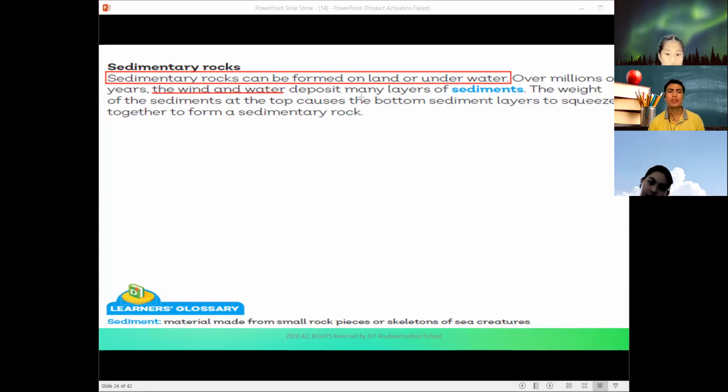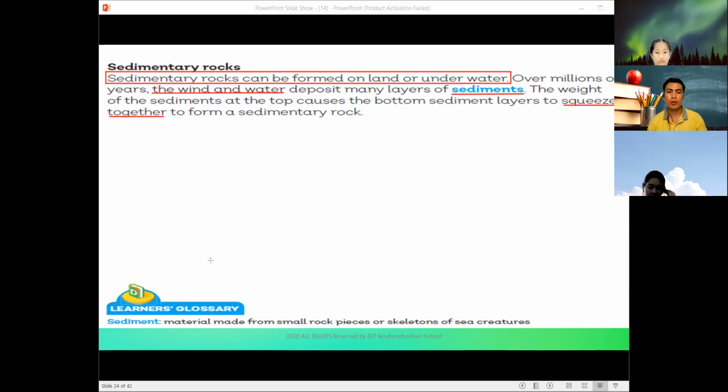The wind, the water deposit many layers of sediments. Sediments, here's the word. The weight of sediments at the top. If there are new sediments on top of previous sediments, then the layers of sediments beneath will become compacted, solid, and harder, and it will become a sedimentary rock. It says here the word is squeeze together. You can highlight that one. The sediments squeeze together to form a sedimentary rock.